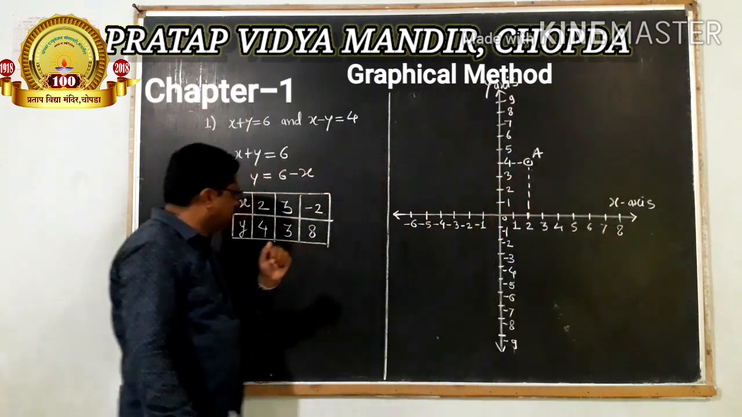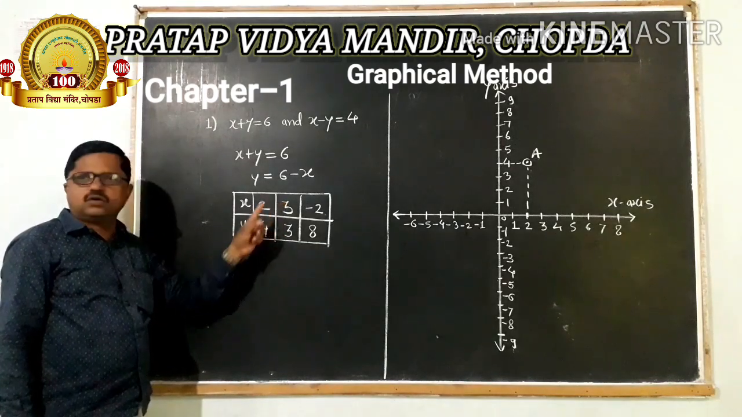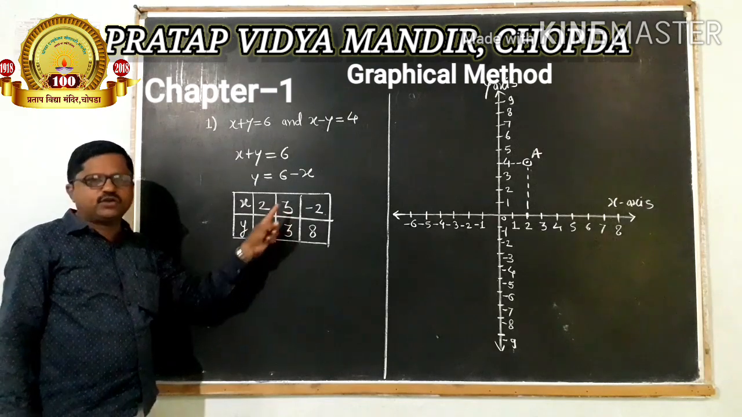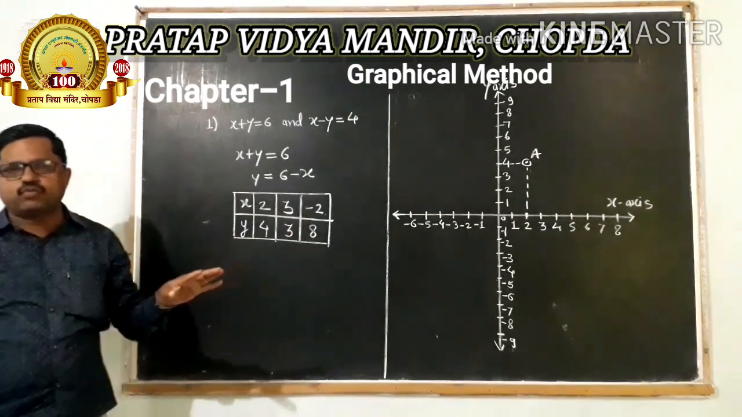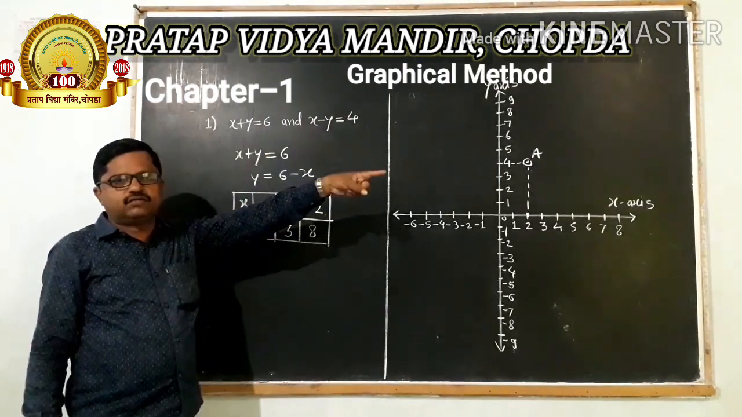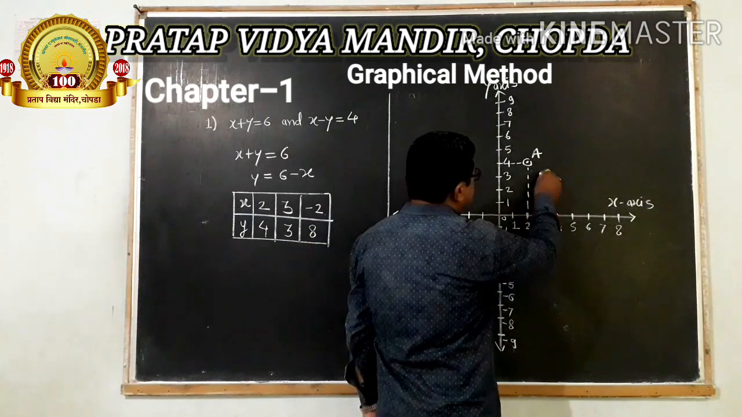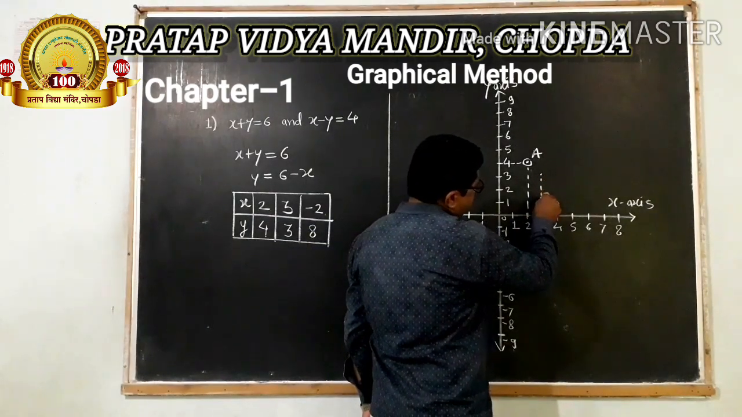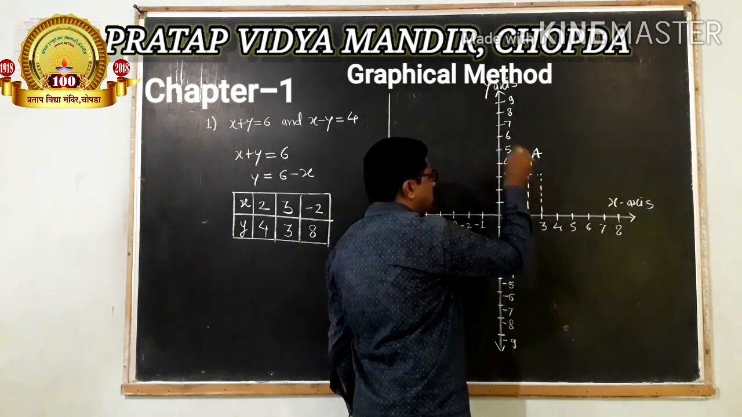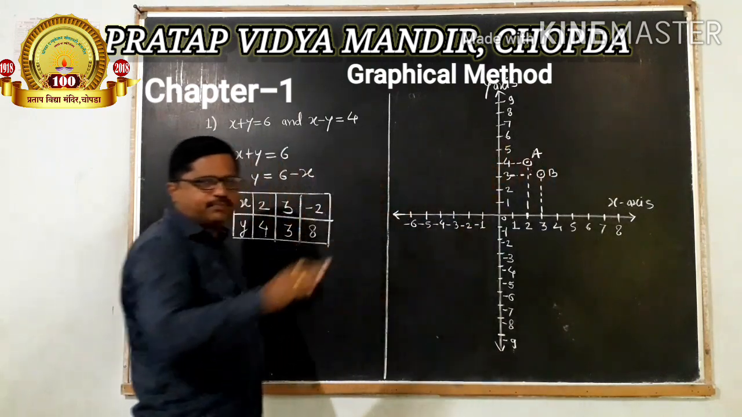Take the second point. The coordinates are 3, 3. The x coordinate is 3, the y coordinate is 3. As both are positive, the x coordinate is positive and the y coordinate is also positive, so this point will again be in the first quadrant. 3 on the x-axis and 3 on the y-axis. So this is point B on the graph paper.